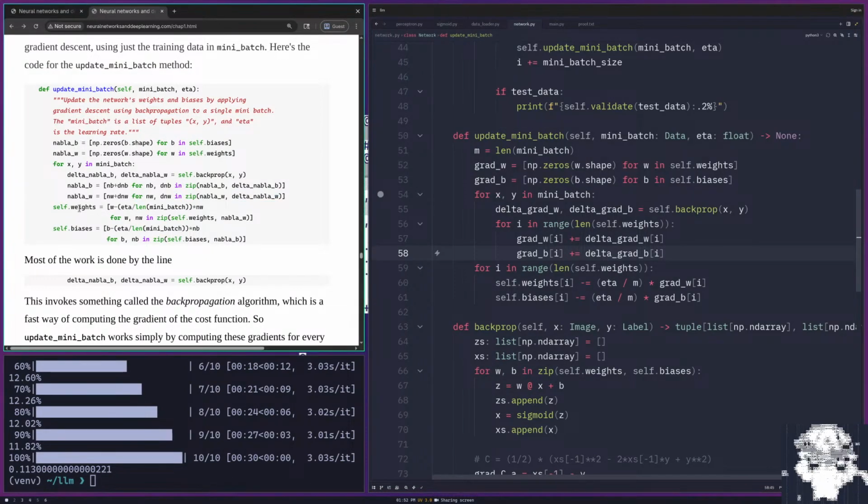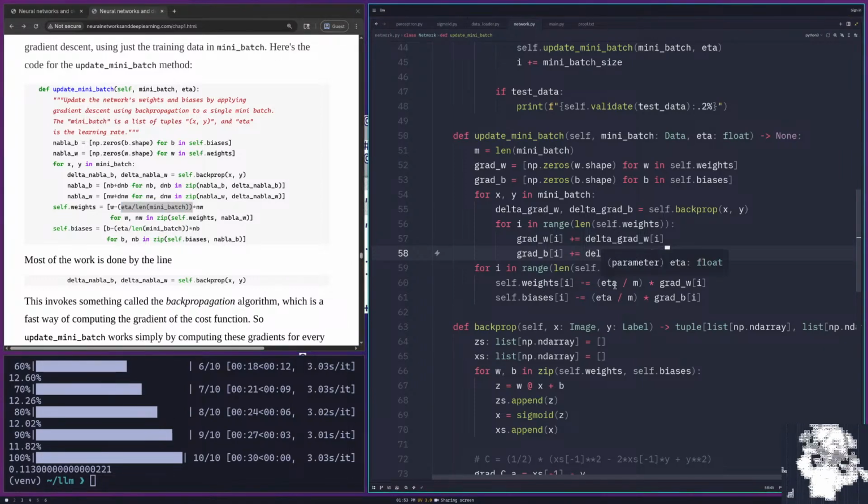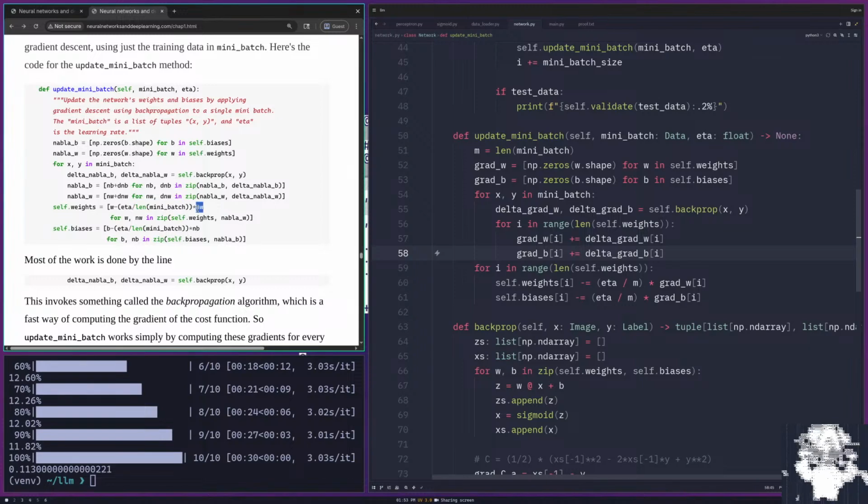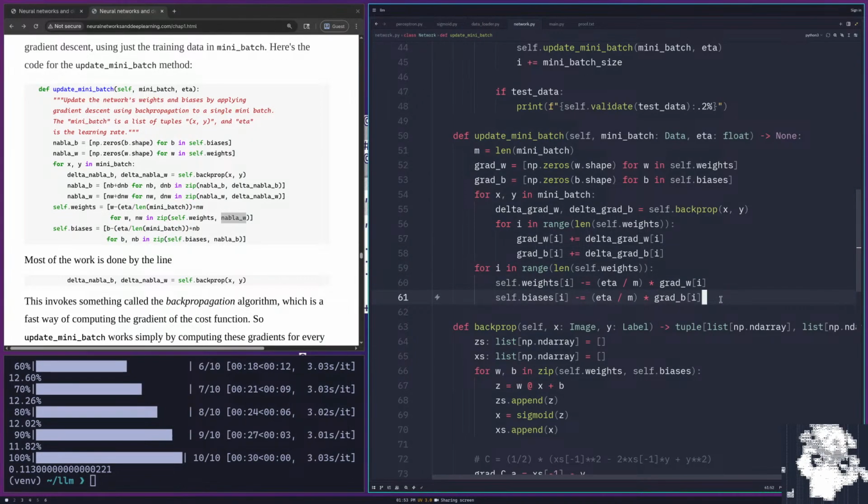And then at the end, they say the new weights is equal to the old weights. So we're iterating over the length of weights. So the old W minus eta over length of mini batch times nabla W, which for me I'm calling grad of W. So I seem to be doing the same thing.